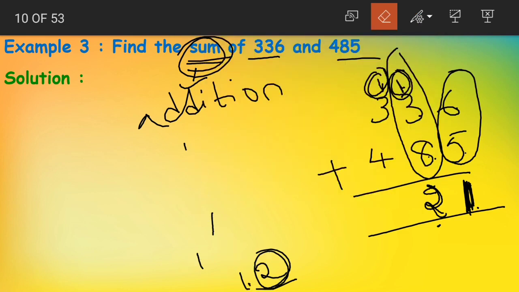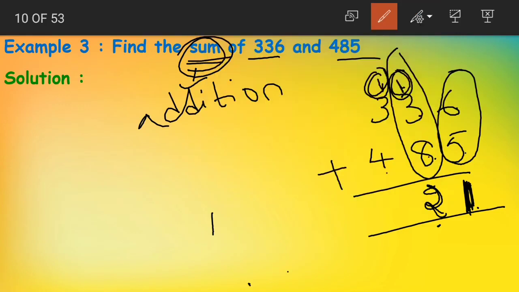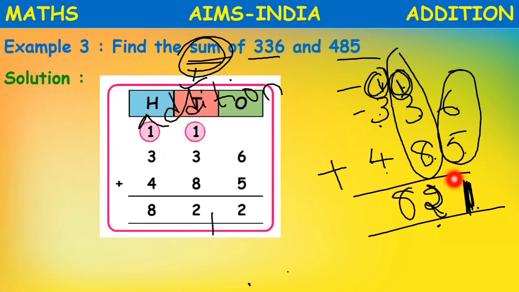Now coming to the hundreds place value, we have 1 plus 3 plus 4. Again 1 plus 3 becomes 4. 4 plus 4 becomes 8. Understood children? What did we do? We added the numbers using regrouping or by carrying.